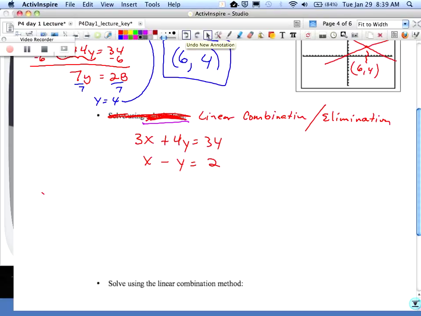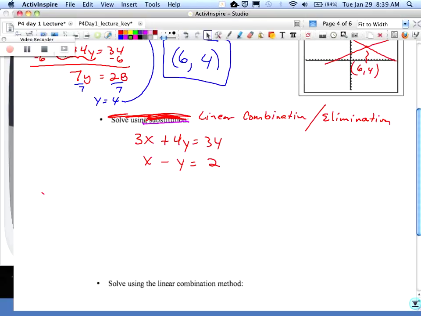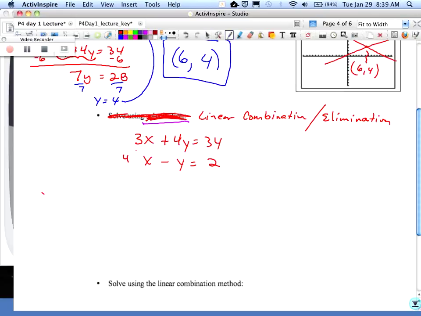Do you like to subtract? Is that what you do? It's easy. No, you didn't do it wrong. I prefer not to have to subtract. So let me show you something. I would multiply the bottom by 4. So I did not change the top. Multiplying the bottom by 4 changes this, so that's 4x minus 4y is equal to 8.